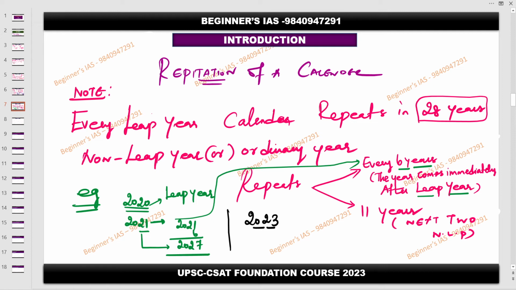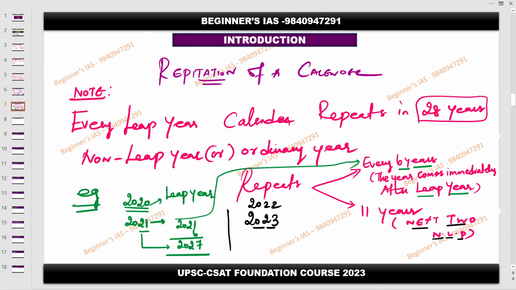Now listen. The 2023 calendar repeats in which of the following years? My options are 2034 and others. Everyone getting 2034, right? Yes, sir. So fine. Now listen carefully. Next two non-leap years after the leap year. 2020 is the leap year. Next two means what? 2022 and 2023. So that is the next one.